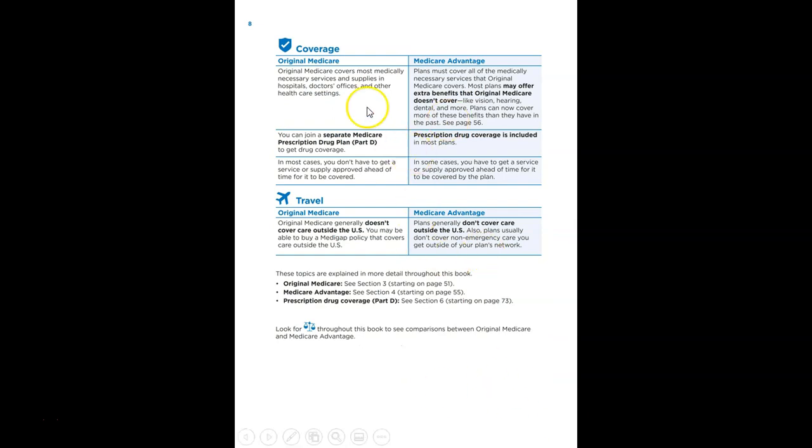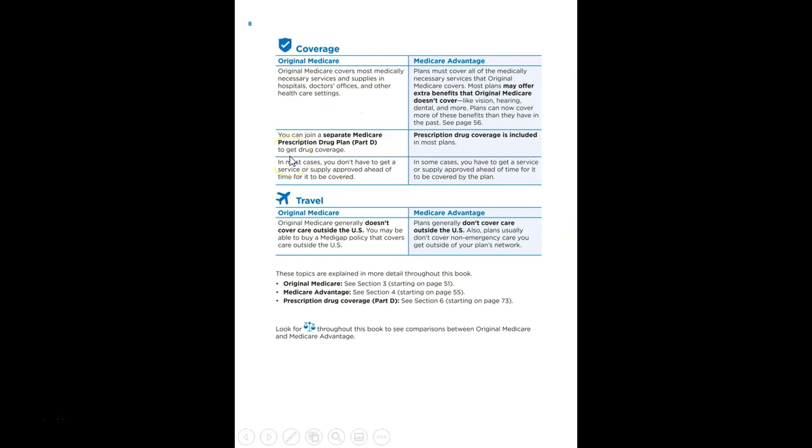Original Medicare covers most medically necessary services and supplies in hospitals, doctors' offices, and other settings. Medicare Advantage plans must cover all of the medically necessary services that original Medicare covers. However, most plans may offer extra benefits that original Medicare does not cover, like vision, hearing, dental, and more. Plans can now cover more of these benefits than they have in the past.